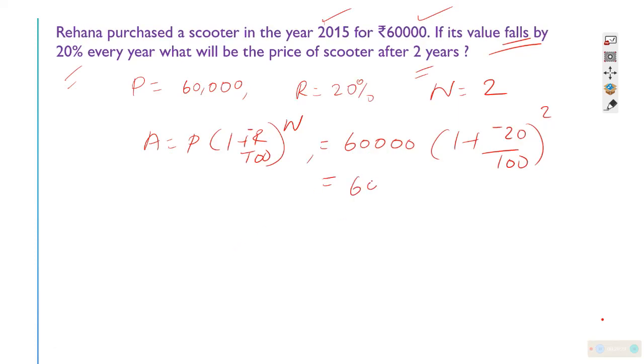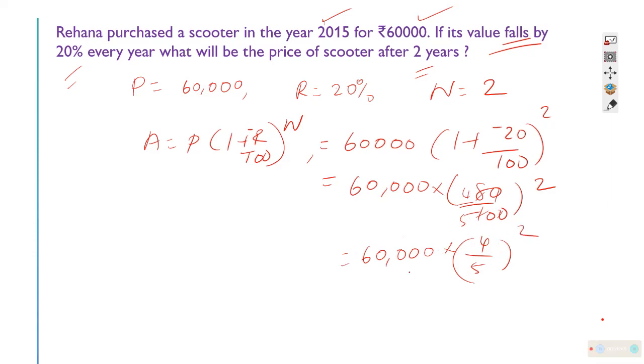Here we will solve it in such a way that 60,000, and as I told you, the whole thing is multiplied by (1 plus this will become 100 minus 20, 80 upon 100) whole to the power 2. 80 upon 100 can be simplified as 4 upon 5 now. So that means 60,000 into (4 upon 5) whole square, understood? So the amount becomes 38,400. This will be the value of her scooter.